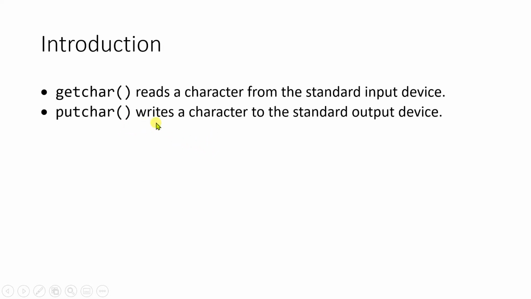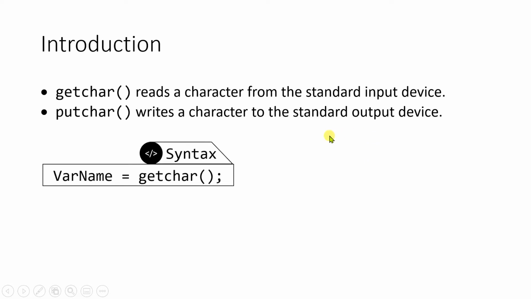And the putCharacter function writes a character to the standard output device. Here the standard output device means your monitor. So whatever value is present in a variable will be extracted or taken from that variable and displayed on the monitor or the screen.